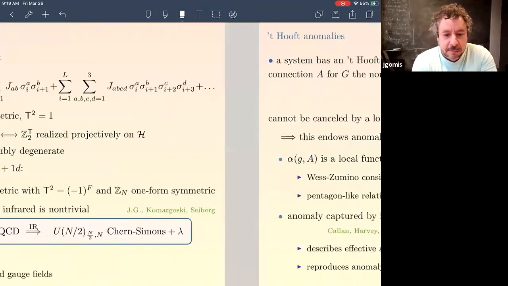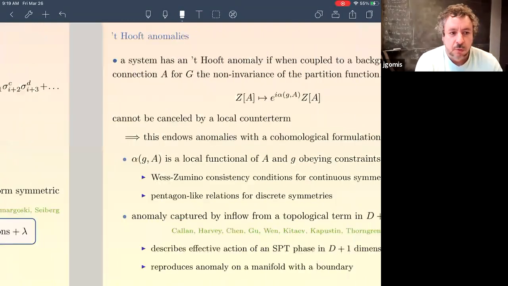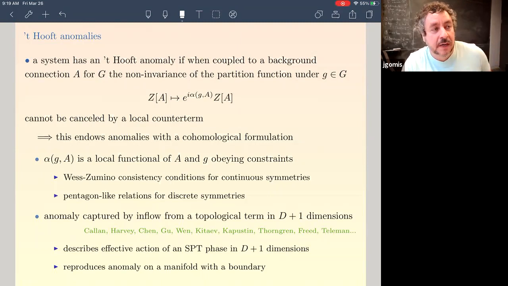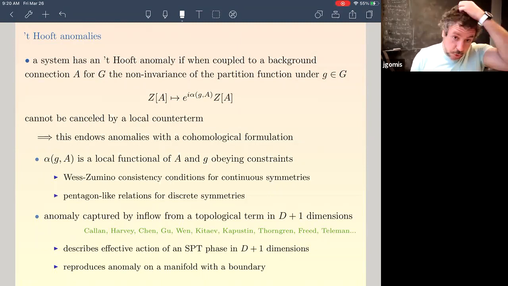So let's describe a little bit more systematically what a 't Hooft anomaly is. A system has a 't Hooft anomaly if, when we couple it to a background connection for the symmetry G that we are trying to study, the non-invariance of the partition function under background gauge transformations cannot be cancelled by a local counterterm. This is more or less the standard definition of an anomaly that you would find in Peskin and Schroeder, but it is also true for discrete symmetries.